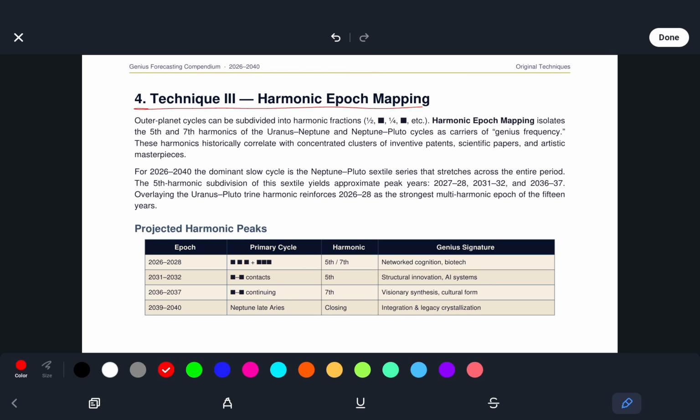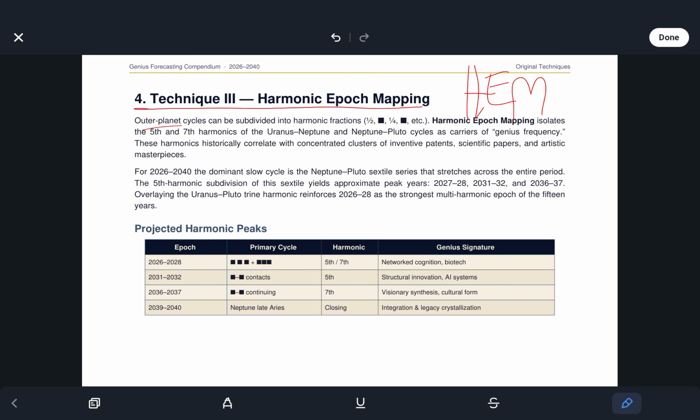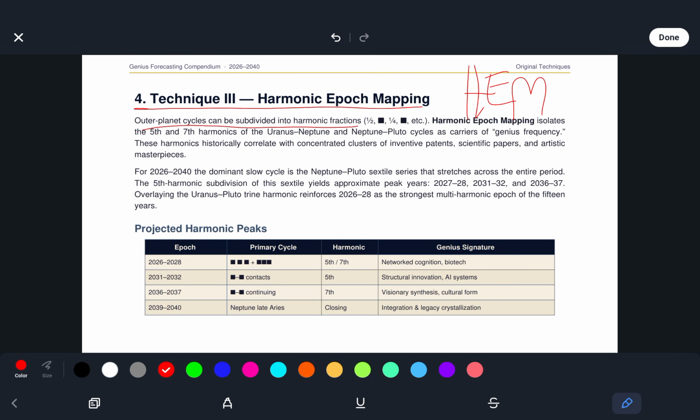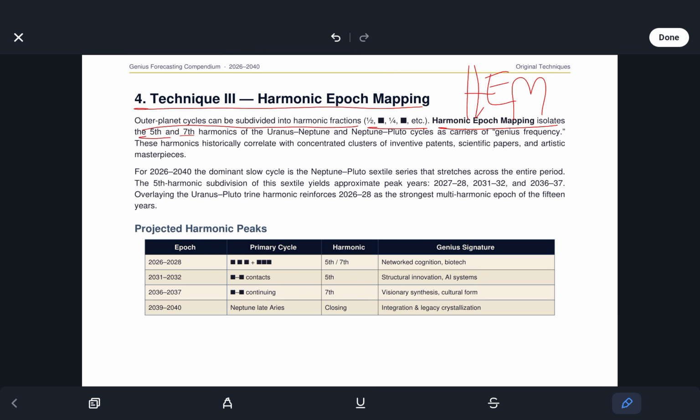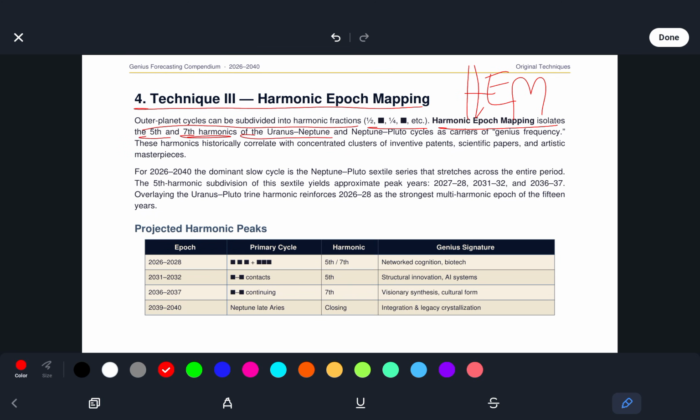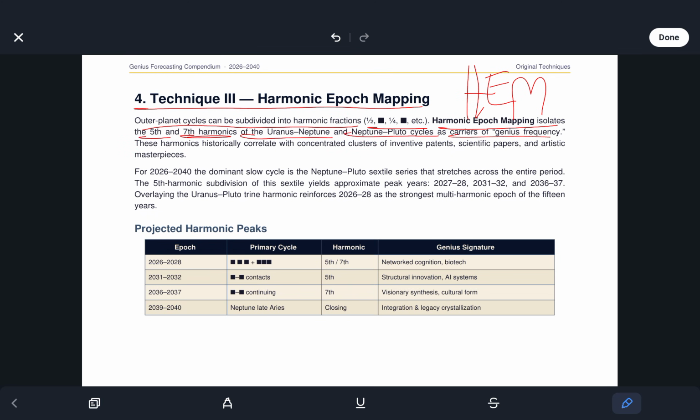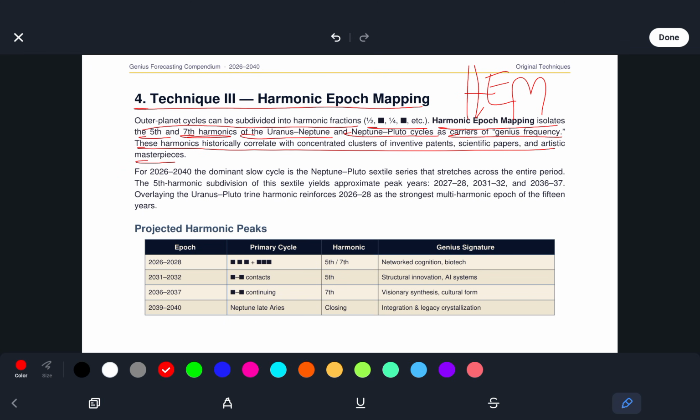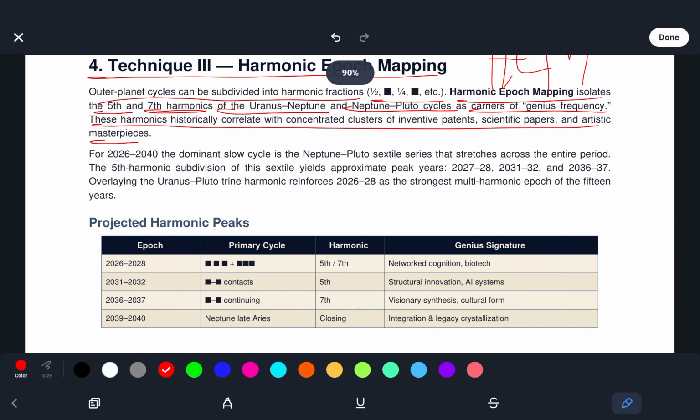Third technique is HEM. Outer planet cycles can be subdivided into harmonic fractions. Half, 1/4. Harmonic epoch mapping, or HEM, isolates the 5th and 7th harmonics of the Uranus-Neptune and Neptune-Pluto cycles as carriers of genius frequency. These harmonics historically correlate with concentrated clusters of inventive patents, scientific papers, and artistic masterpieces.